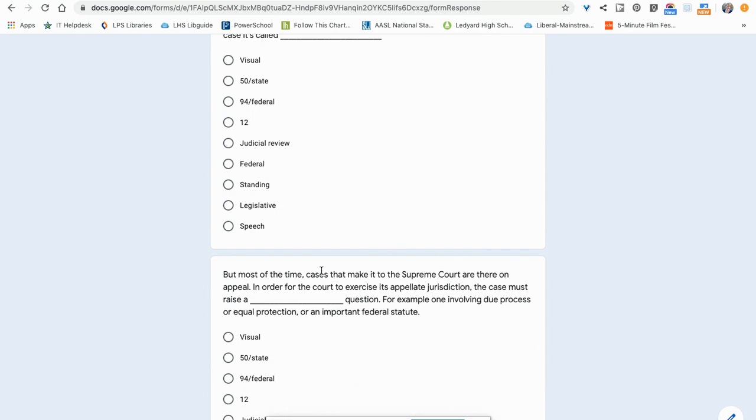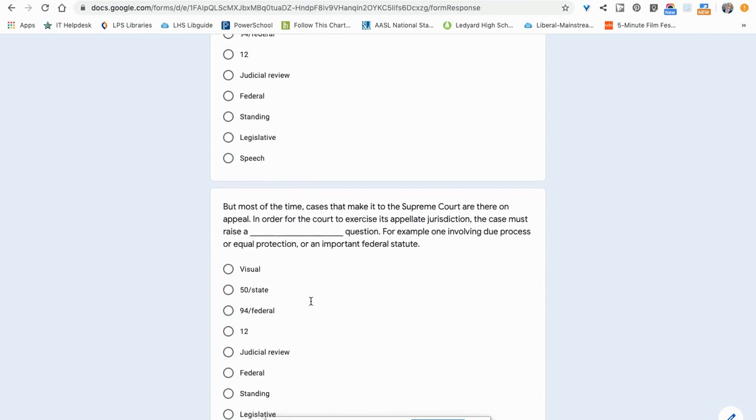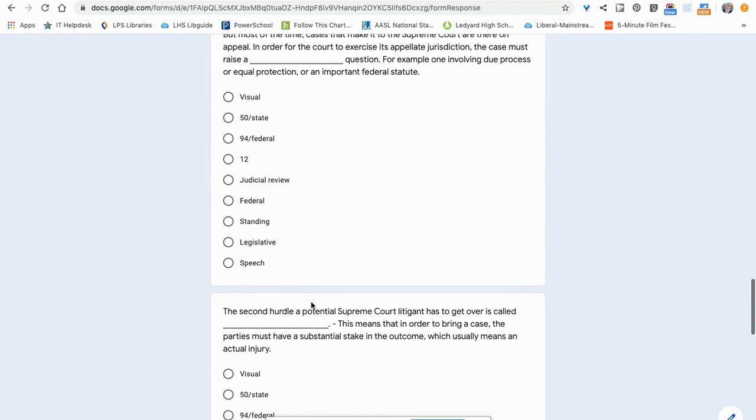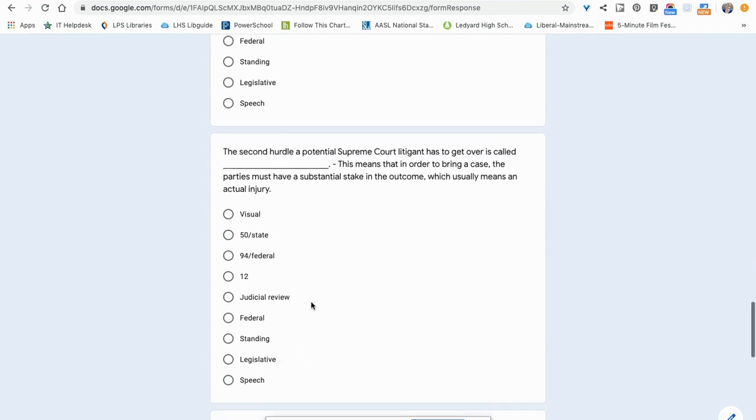But most of the time, cases that make it to the Supreme Court are there on appeal. In order for the court to exercise its appellate jurisdiction, the case must raise a blank question, for example, one involving due process or equal protection or an important federal statute. The second hurdle a potential Supreme Court litigant has to get over is called blank.